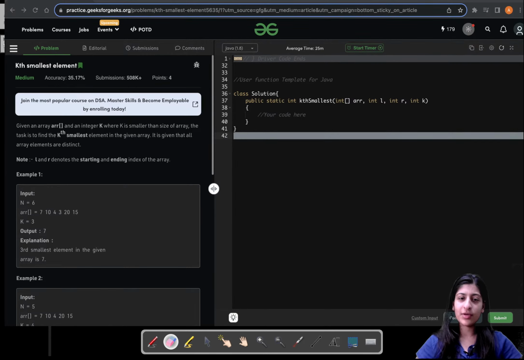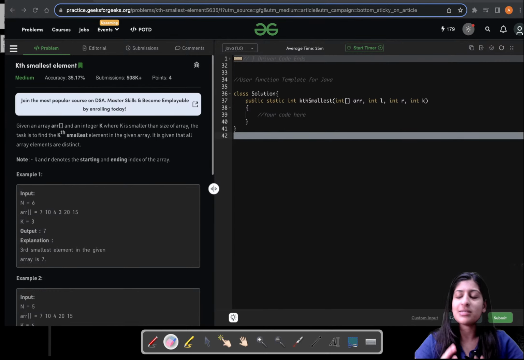This is the problem that we are going to discuss, which is kth smallest element. If you read the problem, it gives you an array, which is obviously not sorted, and you need to find the kth smallest element in the array. And k will always be less than the size of your given array. How will you find this?